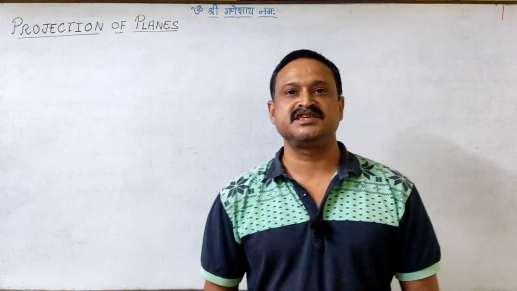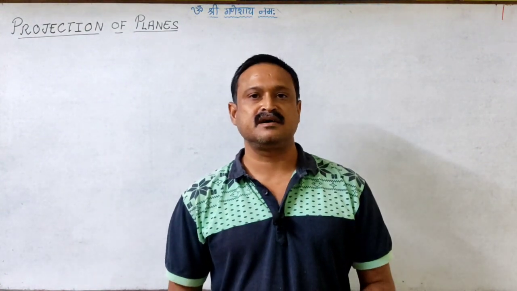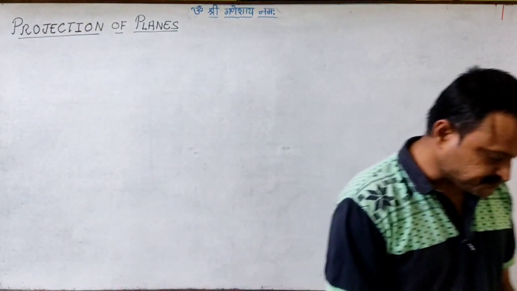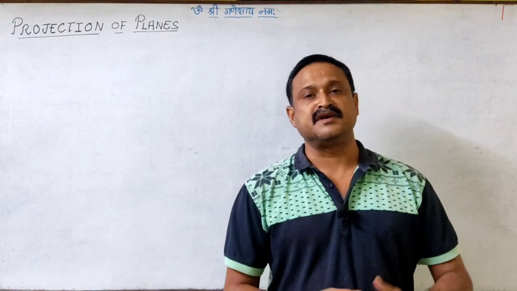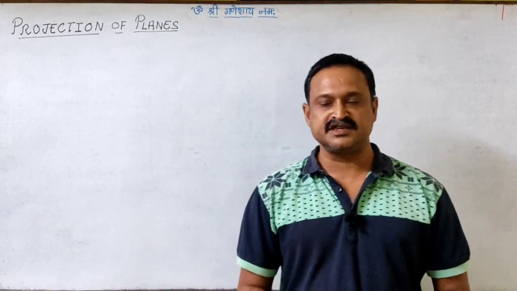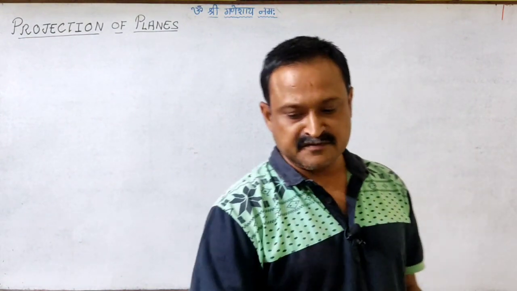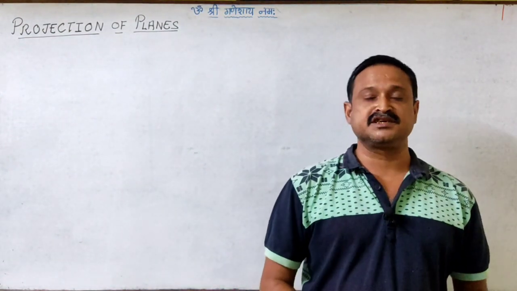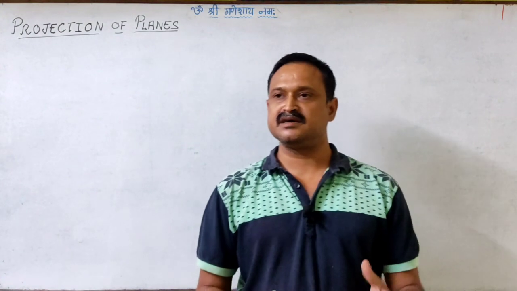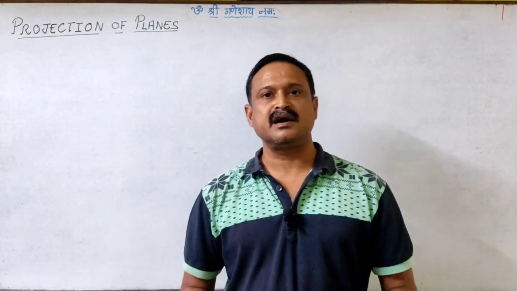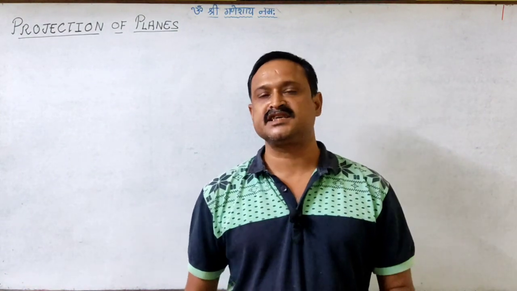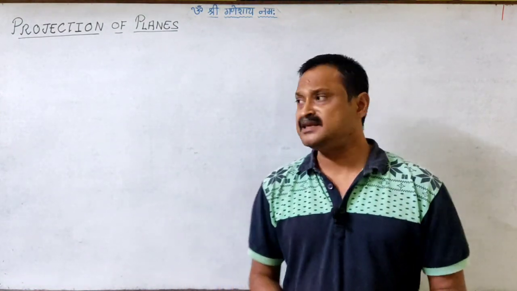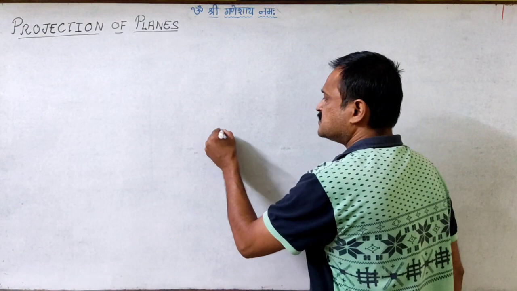Now, as far as projection is considered, we have seen the fundamentals of orthographic projection. Then we have seen how to get the projections of a point in the given quadrant. In our case, of course, it is always the first quadrant because we are applying the first angle method of drawing.